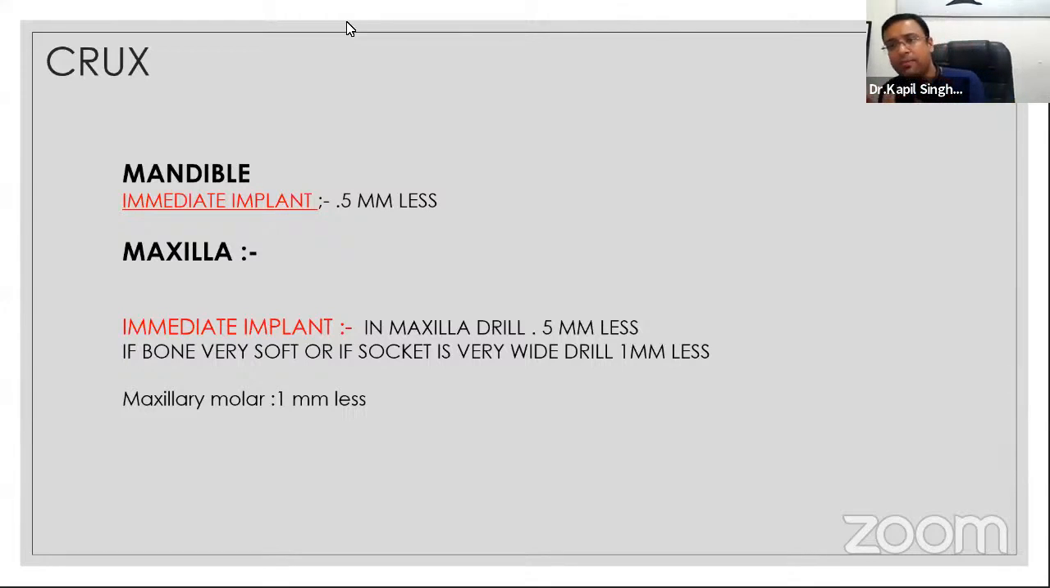If you are not doing your immediate implant, I told you type 2 implants are when you place your implant after 4 to 6 weeks, 4 to 8 weeks also. So you can even place your implant after 7 days of tooth extraction. That is not a contraindication. Okay, so you can do it after 10 days, 15 days, 20 days.